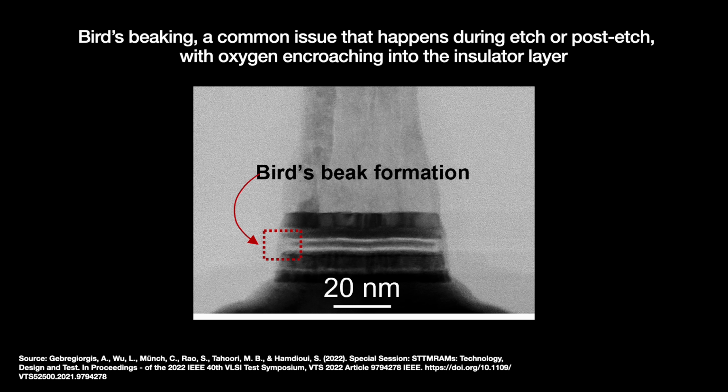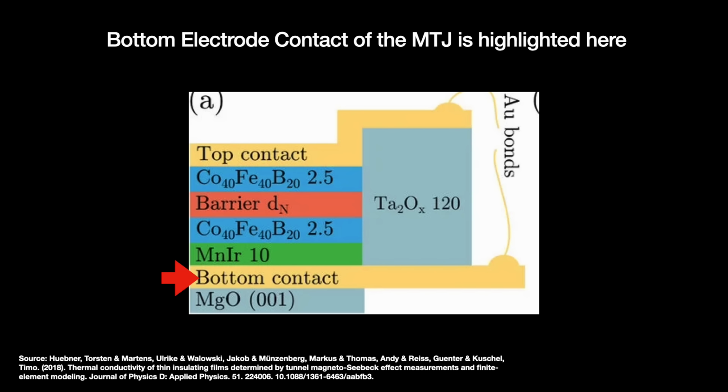effect called bird's beaking. There can also be issues with the bottom electrode contact, which connects the MTJ to the metal lines. Roughness in that contact can make the MTJ's layers rough too, which causes the free layer to magnetically quote-unquote sync with the reference layer, thus making it harder to discern the actual resistance level of the MTJ. Beyond that, there are scaling issues.